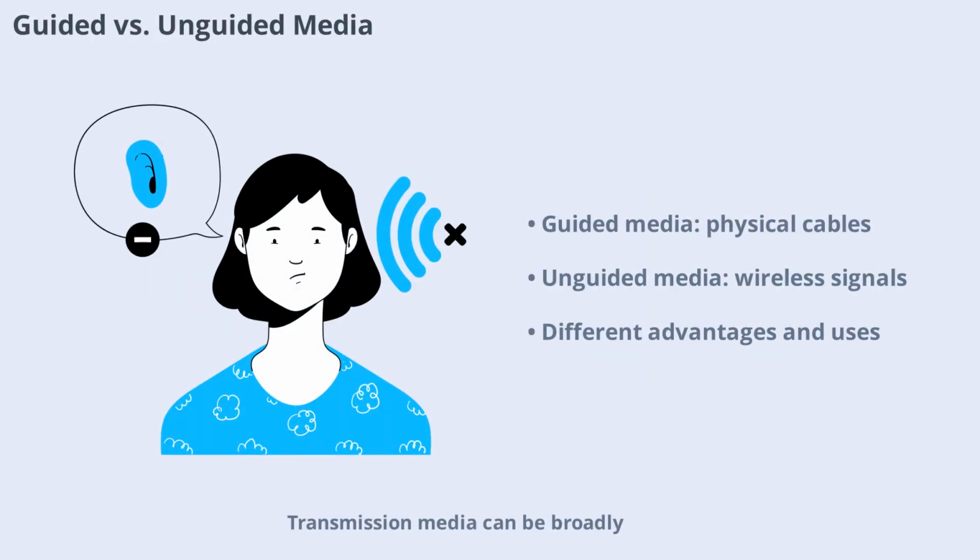Transmission media can be broadly classified into guided and unguided media. Guided media, also known as wired or bounded media, use physical cables to transmit data signals. Examples include twisted pair cables, coaxial cables, and fiber optic cables. Unguided media, on the other hand, are wireless and transmit data through the air using radio waves, microwaves, or infrared signals. Each type has its own advantages and limitations, which we'll discuss in the following scenes.